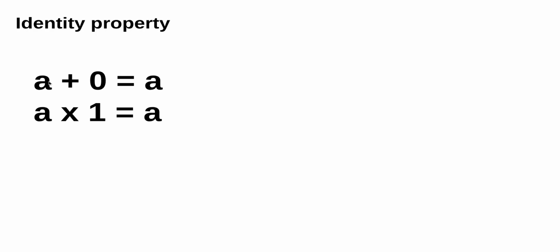So if you take a number and add 0, it will always equal the same number. And if you take a number and multiply by 1, it will always equal a, the same number. A plus 0 is a, and a times 1 is a. No matter what value a is, it'll always equal the same number, except for the other factor 0 or 1, or addends for addition.